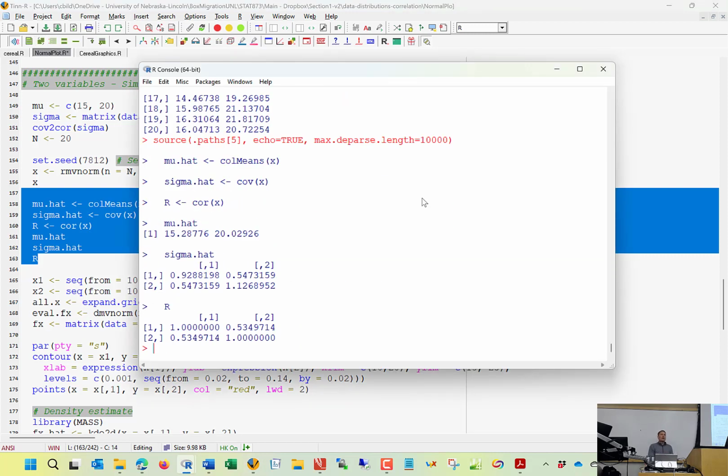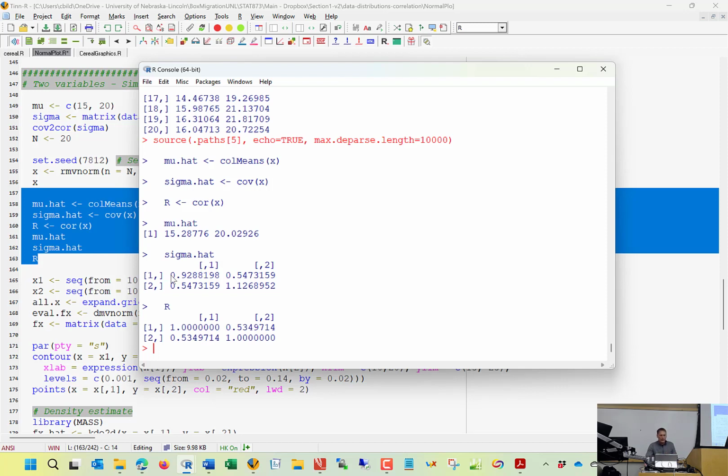Now remember, for our normal distribution itself, it had a mean, our mu of 15 and 20. Look what we get for mu hat, the estimated mean vector, 15.29 and 20.03. Kind of close. Well, you would hope that that would happen because it's coming from a population that we know what it looks like. We would hope that the simulated data would kind of match up.